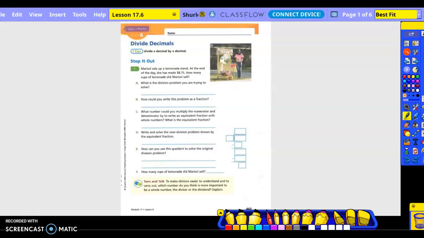So we have our $8.75. My picture's kind of blurry. How much is each cup? 25 cents. Okay, so what is our total or our dividend? $8.75 divided by 25 cents.